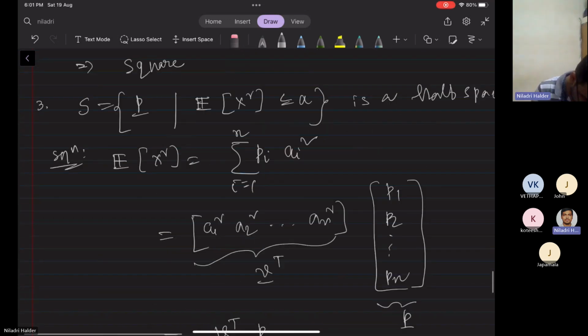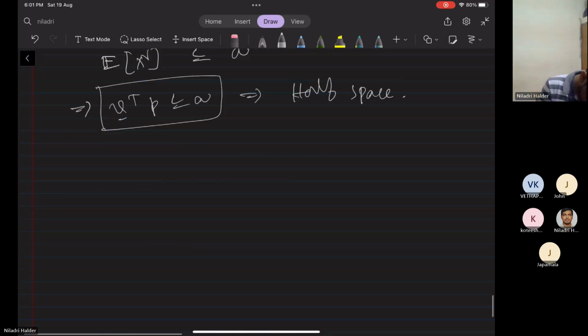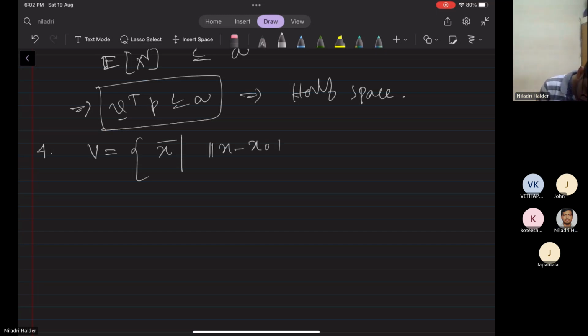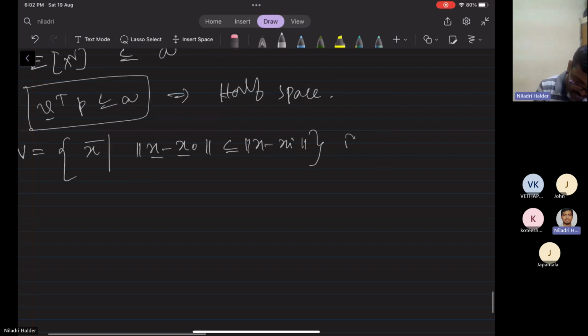Now the fourth question. Suppose this is a region V, all x such that, so it's a definition.